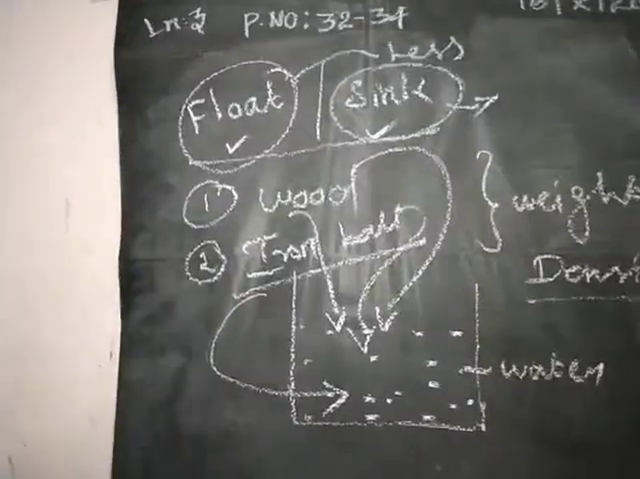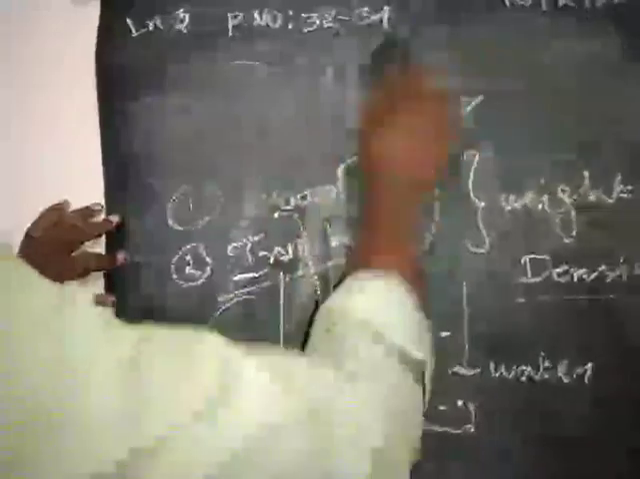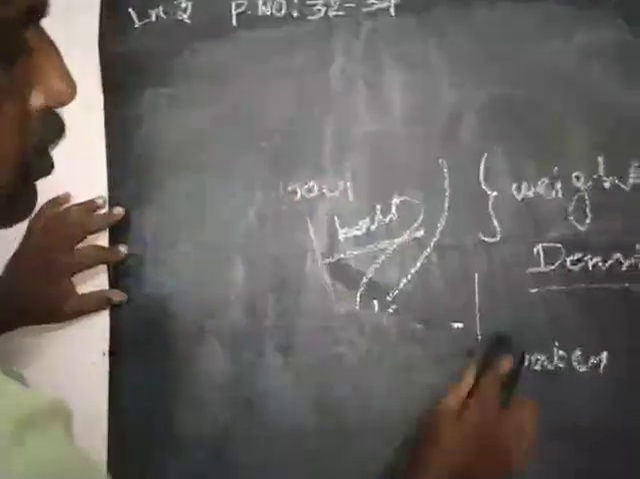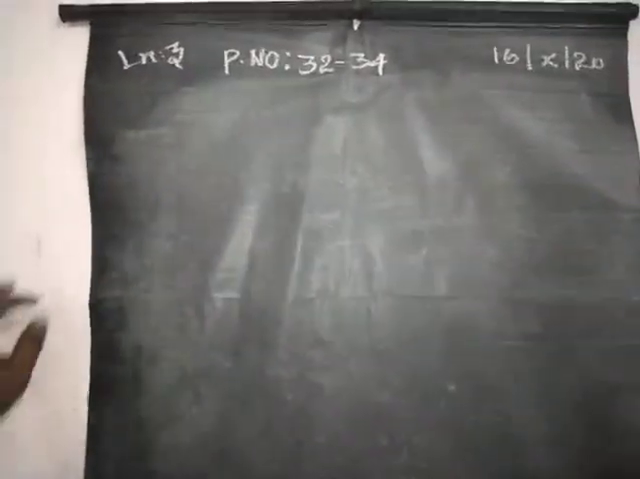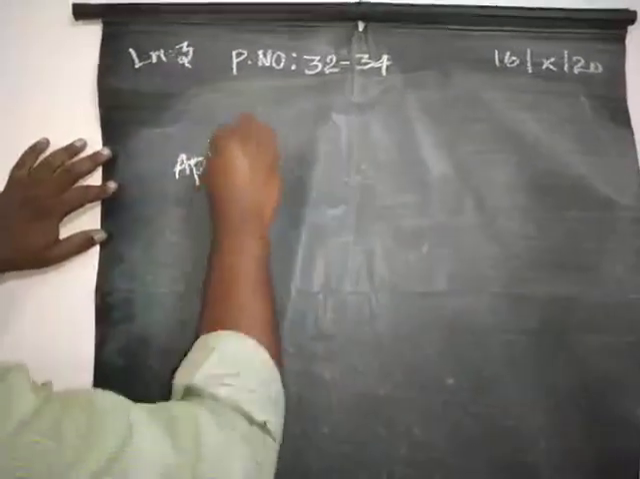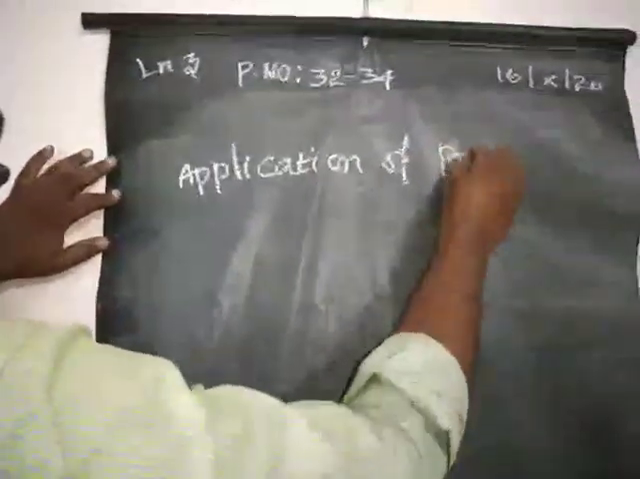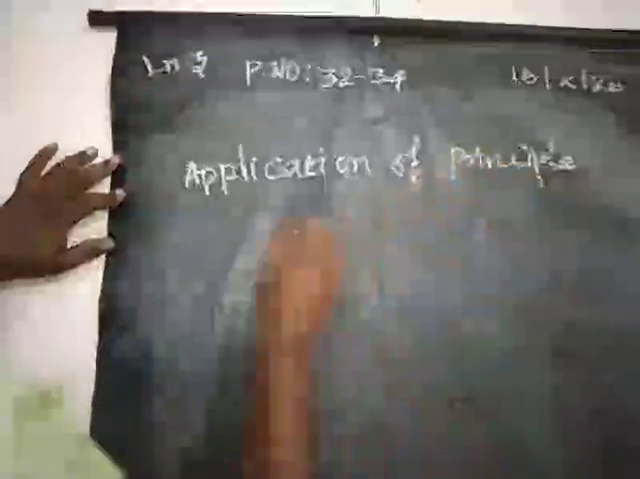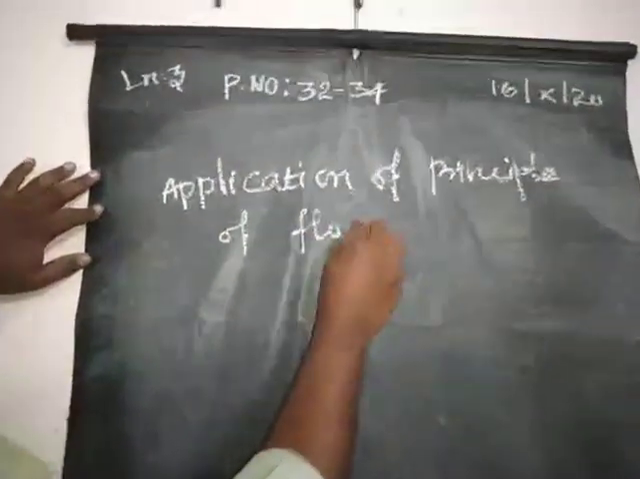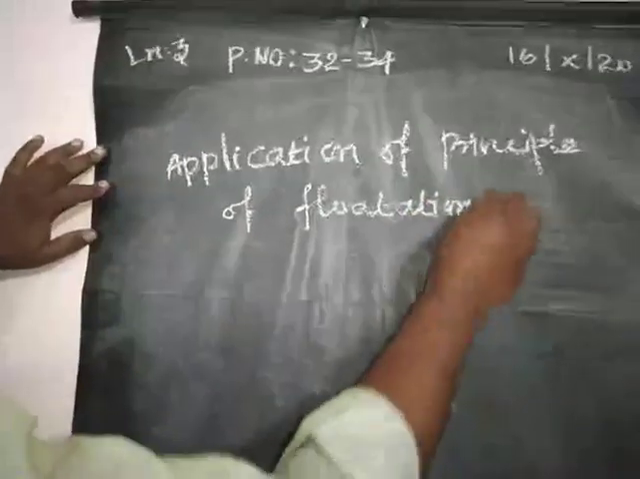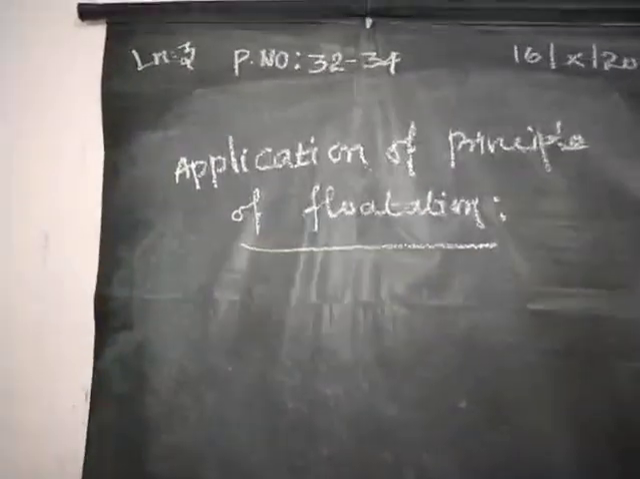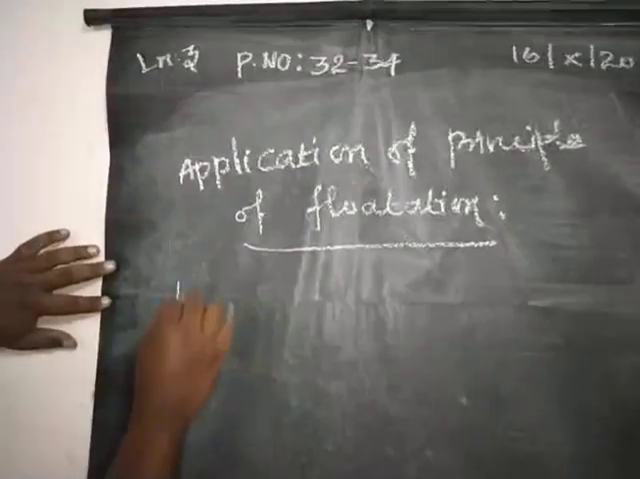Next, based on this floating principle, one instrument works. Without taking a measuring bottle, we can directly measure the readings. Applications of the principle of flotation. First one, hydrometer.